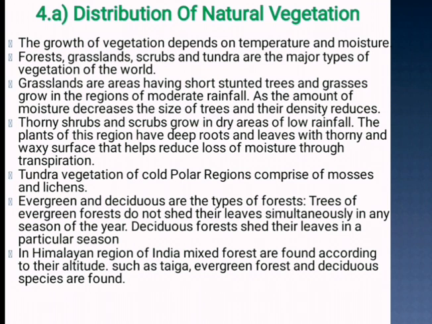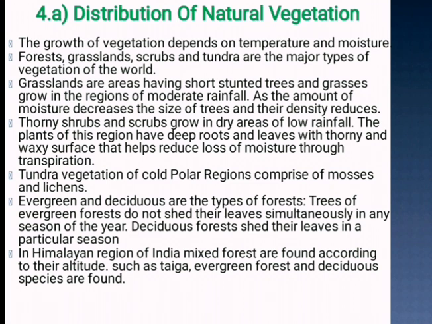Next, the distribution of natural vegetation. The growth of vegetation depends on temperature and moisture. That we already studied, that we already know. The growth of plants and animals is determined by the temperature and the availability of water. Forests, grasslands, shrubs and tundra are the major types of vegetation of the world.